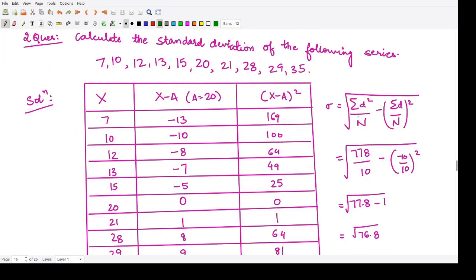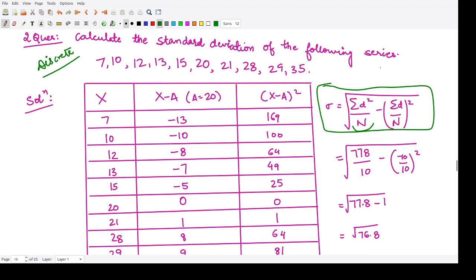Now we have another discrete series. This is also a discrete series, but here we will use another formula. We will calculate the standard deviation using this particular formula. It says you will first calculate this small d, take its square, sum up all these quantities, divide by n. So you get this first term. For the second term, take the sum of all the d's, divide by capital N, and then square those quantities. So this is what you have to do.